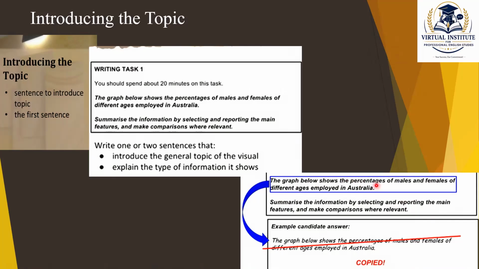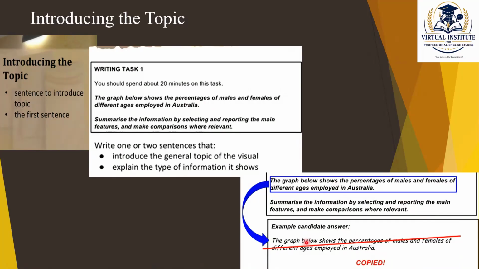So you can see here, there's a candidate who has actually copied the exact statement. The graph below shows the percentages of male and females of different ages employed in Australia, right? It's the same statement. And you can see here, a candidate has answered it in the same way. This is what you call copied. And if the examiner sees this, he will automatically and directly cross it. Are you getting it?